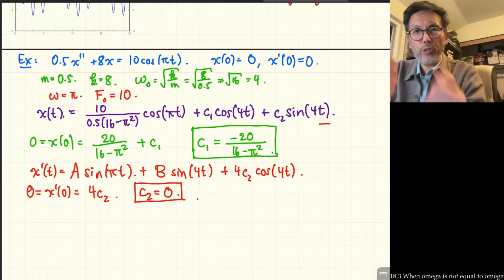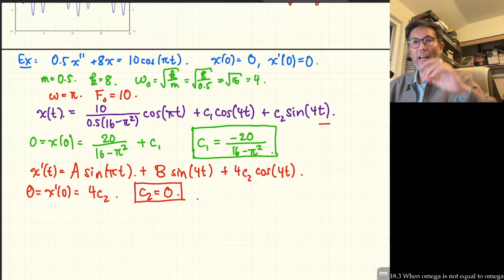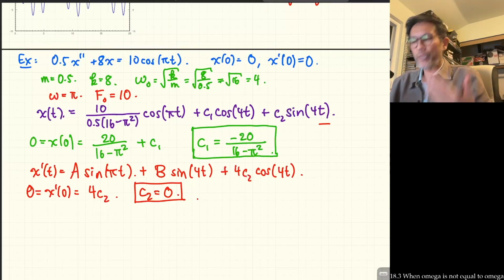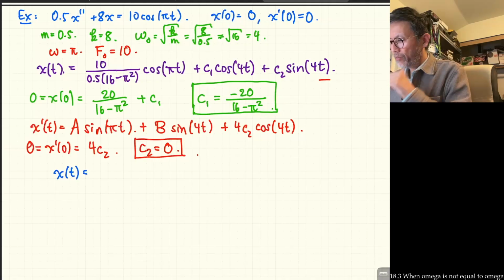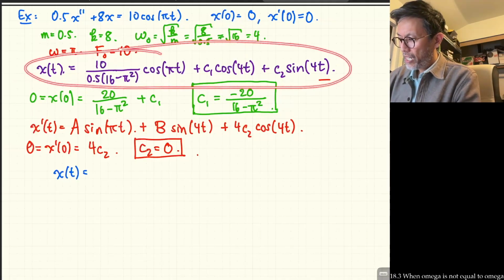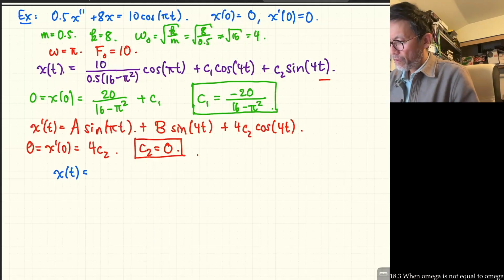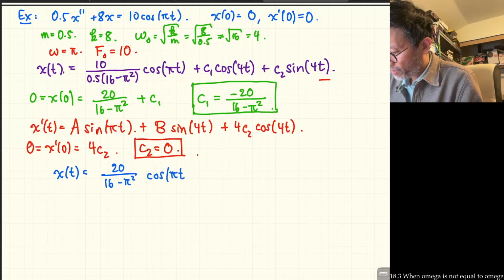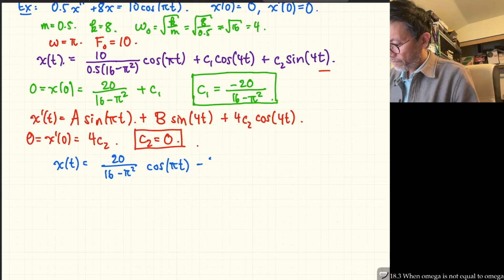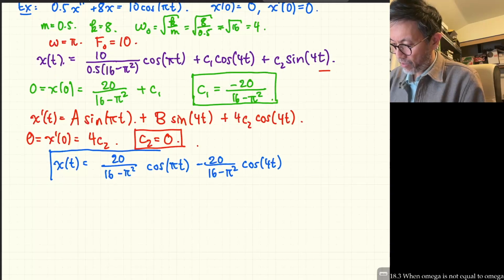Okay? So in this particular situation where your t is 0, you can compute in this way. And I'm hoping that you're leveled up enough in your math skill that you can reason through stuff like this. So in particular, the solution that we are after is x of t is equal to, where are c1 and c2? Here I'm looking at the purple, and I'm going to use these values for c1 and c2. What I get is 20 over 16 minus pi squared times cosine pi t. And then I have c1 being equal to negative 20 over 16 minus pi squared times cosine 4t. And then c2 is 0. So this is my solution to my differential equation.